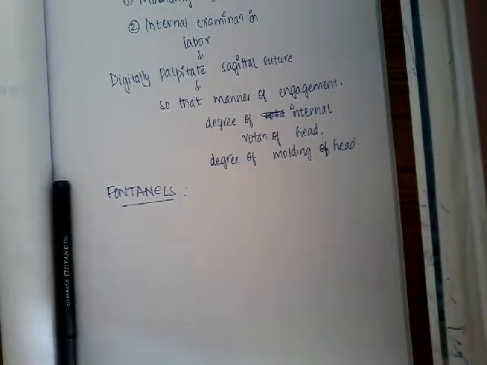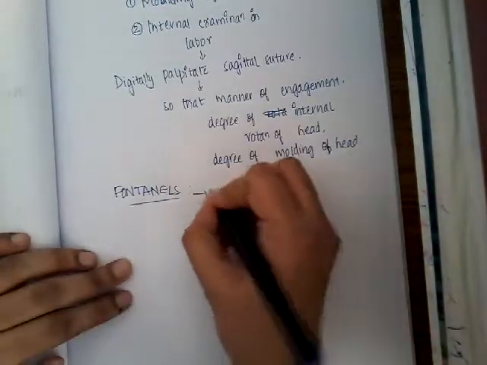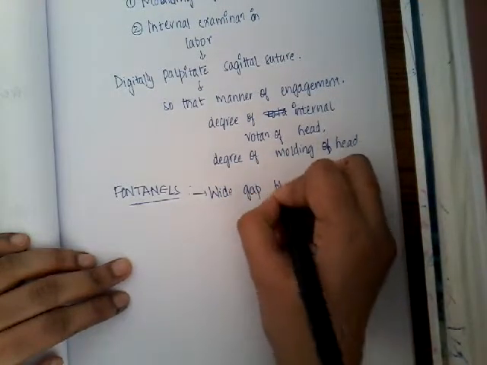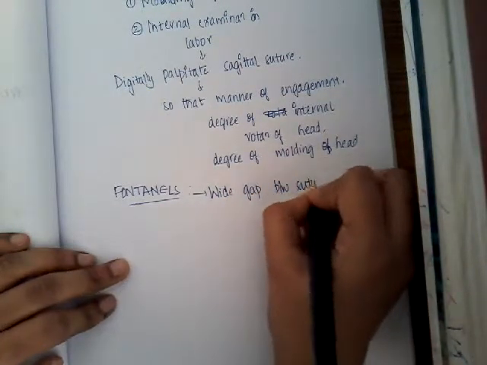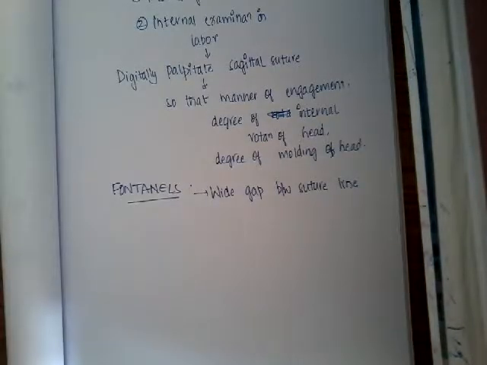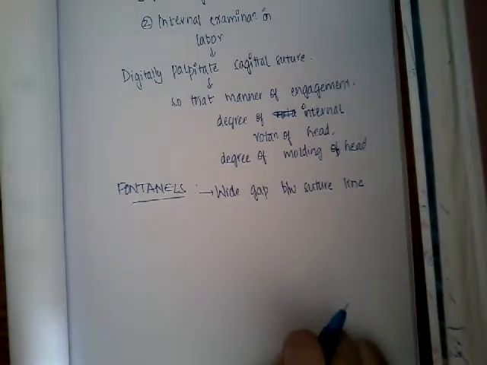So what is a fontanelle? Fontanelle is defined as a wide gap between the suture lines. The wide gap which is present between the suture lines is called a fontanelle. There are two different types of fontanelle mainly.